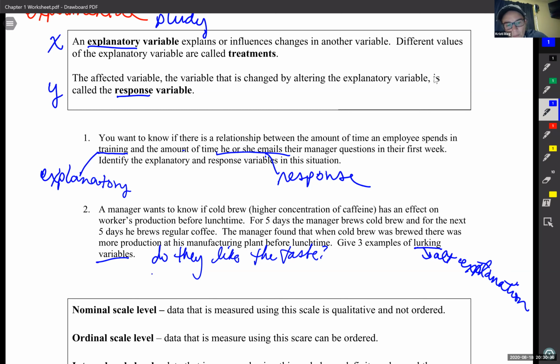What's the temperature? If it's 100 bazillion degrees outside, maybe you kind of just want to drink the cold coffee and you're not going to drink the hot coffee. Whereas in the winter, maybe the opposite is true. Maybe you'll only drink the hot coffee, or maybe you love coffee all year round. Doesn't matter if it's cold outside, you just want the cold brew.